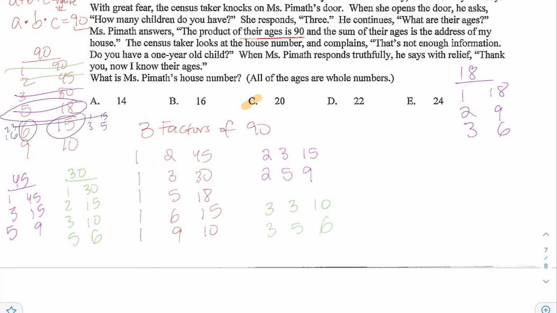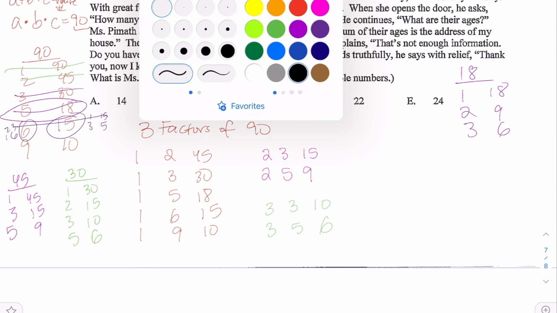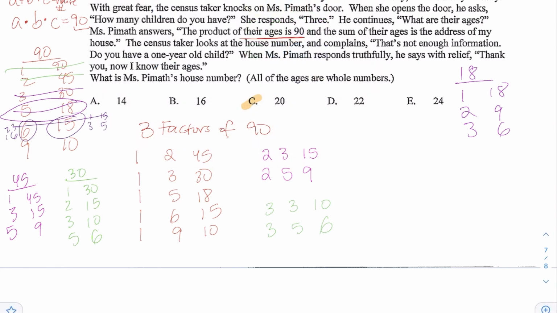And then finally with 9 and 10, same thing, if you break down 10 as one of the factors, you can have 10, 3, and 3, or 10, 9, 1. So here are all the triplets for the factors of 90, and then all you have to do is add up the numbers. So the house number could be 48.